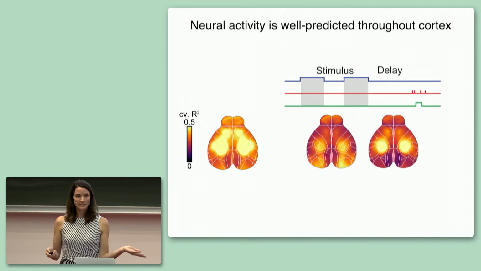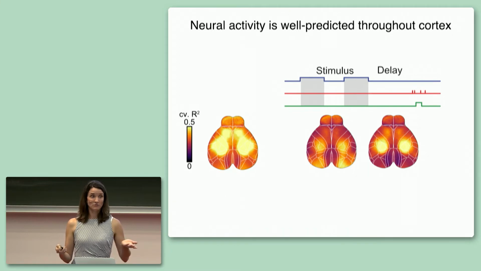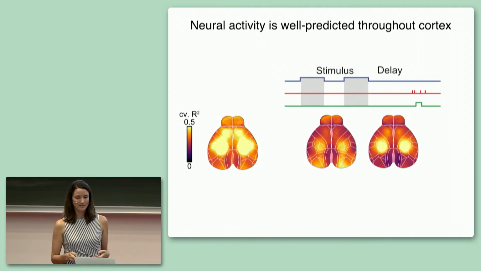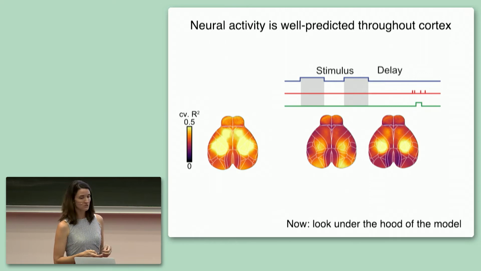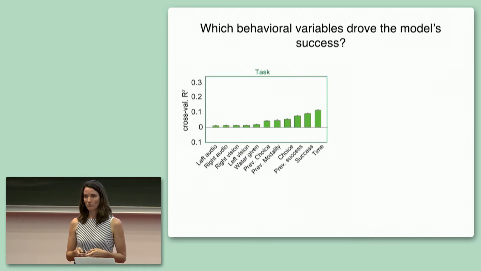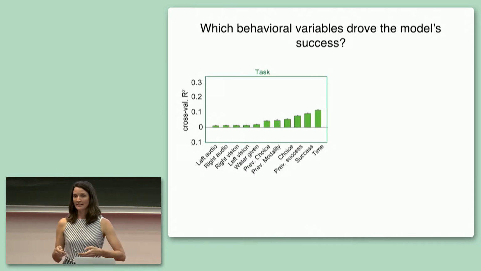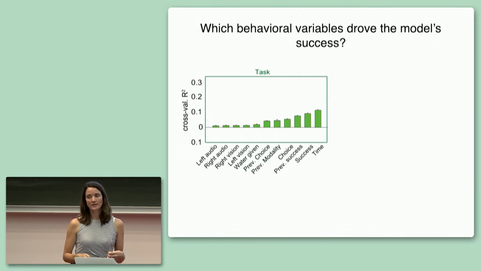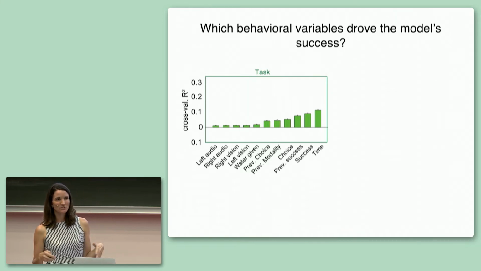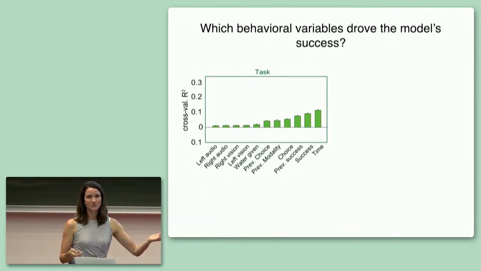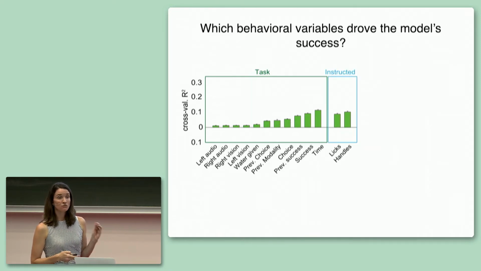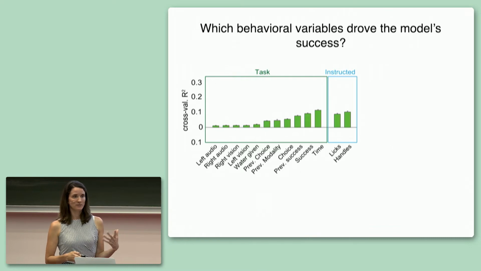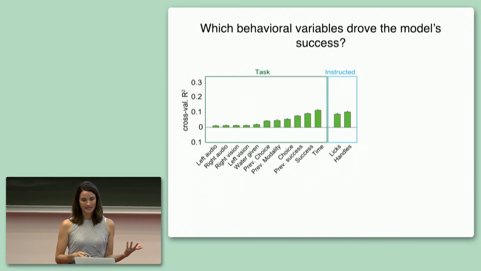And so we said, okay, great, well, let's look under the hood of the model. Let's see what was really working to make the model fit so well. So what we did is looked at the behavioral parameters one at a time and looked at the contribution of each behavioral parameter to our ability to predict the trial-to-trial fluctuations. In this group here, we call these the task variables. They're sort of traditional decision-making variables, like when the stimulus came on, the animal's choice, and so on. These are the instructed movements, the class of movements people have considered previously that we trained the animal to make.